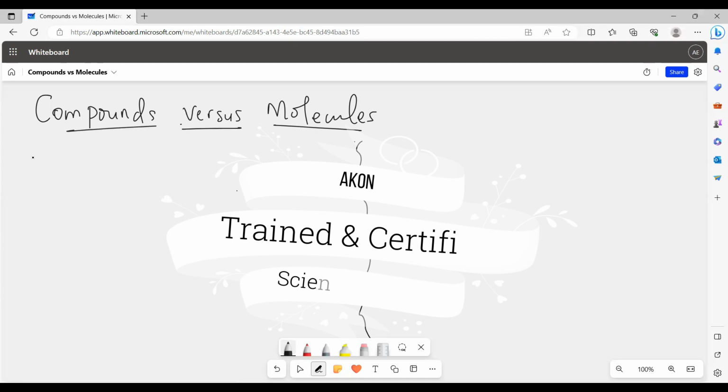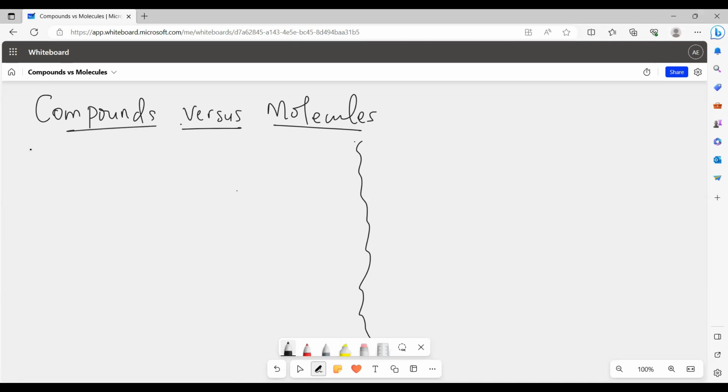Today we are going to be looking at the differences between compounds and molecules. There's a whole lot of misconception out there, and I just decided to work on this so that we can clear out some of the misconceptions we have on these two concepts, your compounds and molecules. Now we go straight to business.